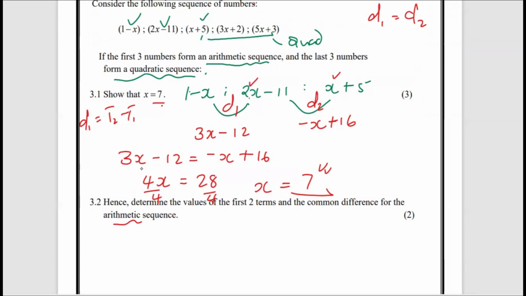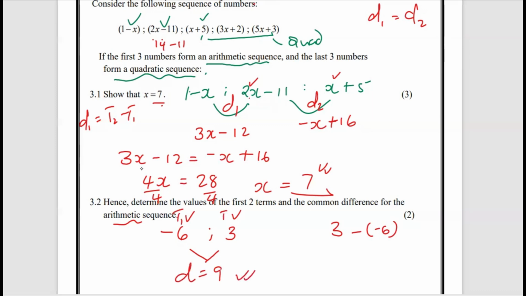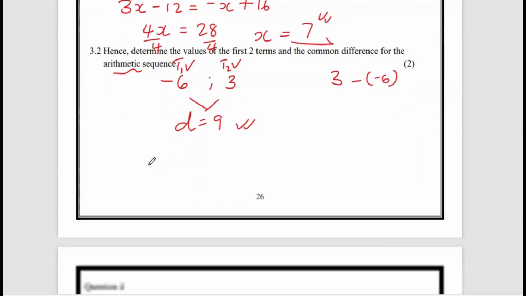So we know that 1 minus 7 is going to be a negative 6. Then if we have 2 times 7, which is 14, minus 11, that's going to be a 3. So these are the first 2 terms. Then for us to get a common difference, remember we said T2 minus T1. So it's going to be 3 minus 6, and that gives us a 9. So our D is a 9. Our first term is 6, and then our second term is a 3. So that is question number 3.